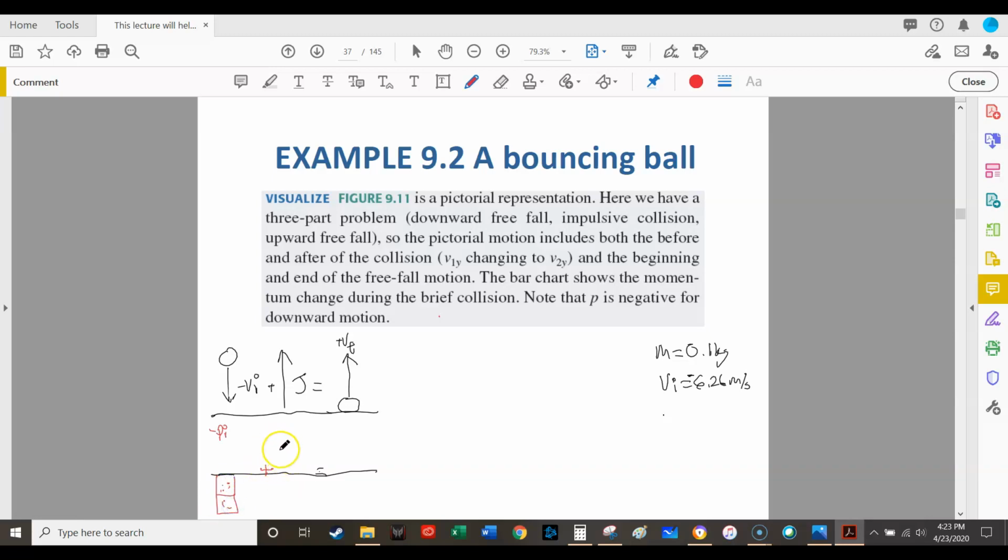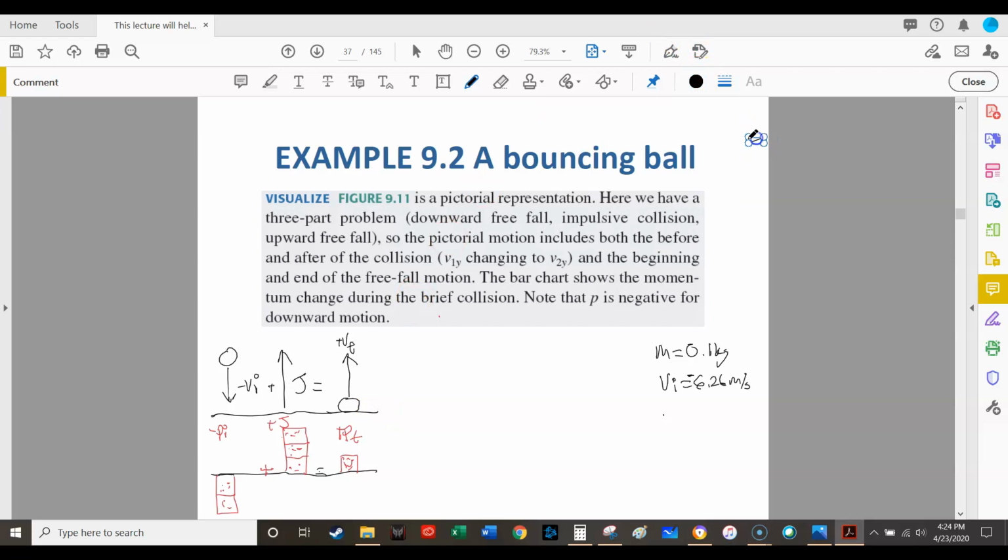And then the j vector is going to send it upwards. Okay. And let's just say this is a big force. So it's 3 blocks up. So that's going to be a positive j vector. And so you got 3 blocks. You got a negative 2 blocks plus 3 blocks. Well, that's going to be equal to a positive 1 block for the positive final momentum. Okay?